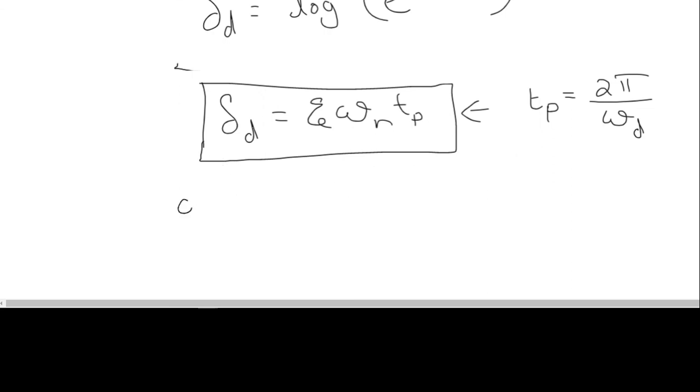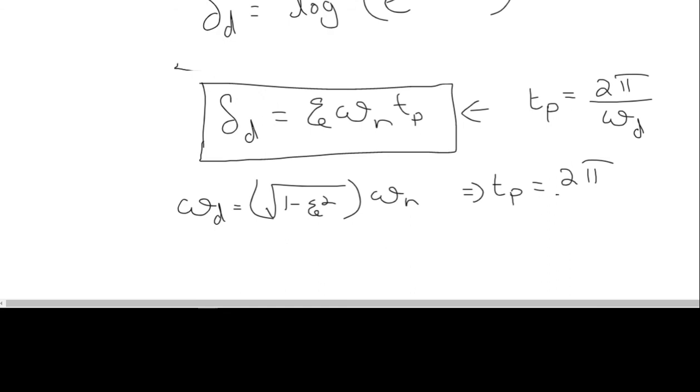Also we know omega d, the damped natural frequency, is equal to square root of 1 minus epsilon square times omega n. We have derived it earlier. So substituting Tp is equal to 2 pi by omega d, and omega d as this one, we get Tp is equal to 2 pi over root of 1 minus epsilon square times omega n. So substituting it, you will get delta d.